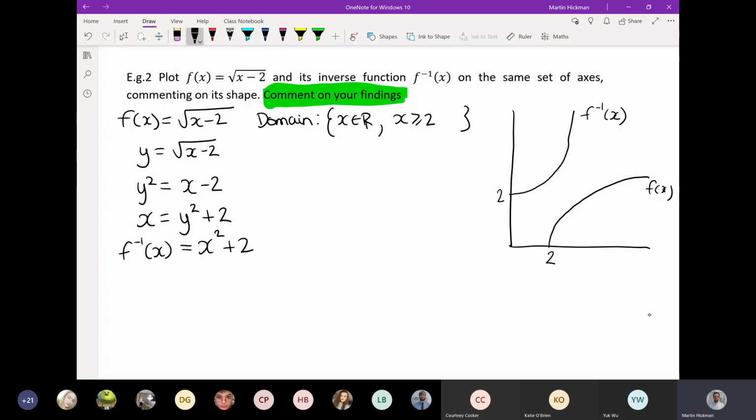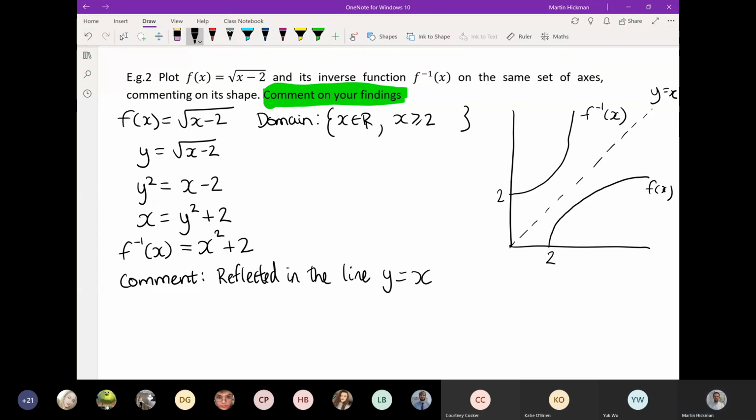And then also there are some people saying that they're reflected, in particular reflected in the line y equals x. So yeah, these graphs will not meet, and they're also reflected in the line y equals x. So this is going to be a really important fact that we're going to use quite a lot when we're doing our sketches.